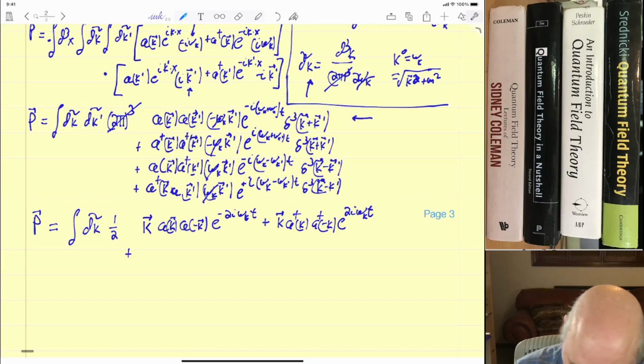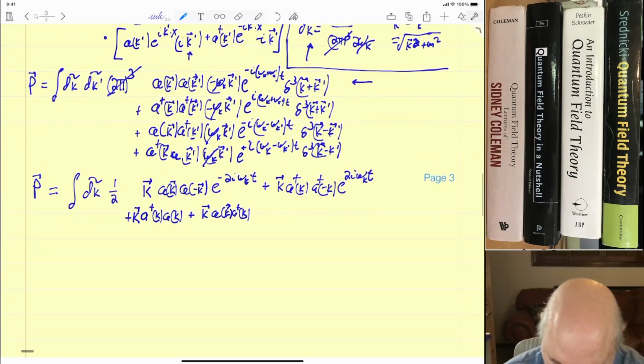Okay, so we're going to get two terms here. But when we do the integrals, k prime is now k, and these exponentials vanish. So I get a dagger k, a k, and then I have a k, plus k, that term, a k, a dagger k.